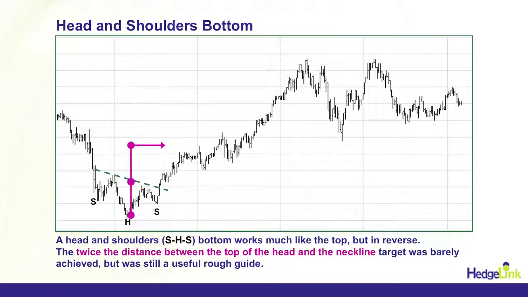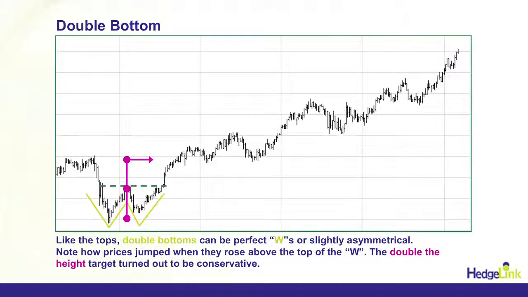Well, we've looked at a lot of tops. Some of the same formations actually work as bottoms. Here we have a head and shoulders bottom. And again, we measured from the top of the head to the neckline and projected that up, and it gave us a target objective. Of course, this market moved far beyond that because this was the beginning of a major trend. But still, it was a worthwhile calculation to make because it gave us advance warning of a price improvement that maybe was something we were waiting for.